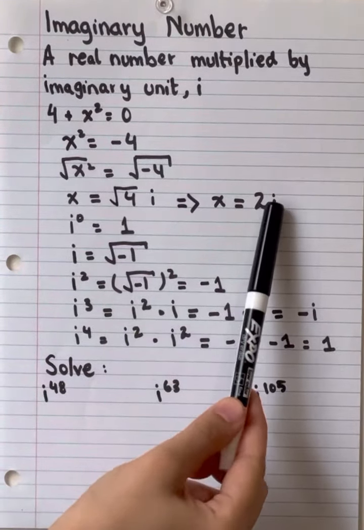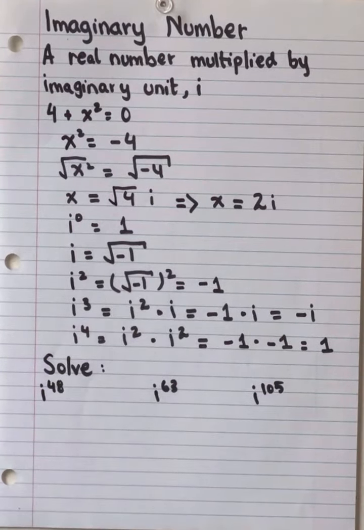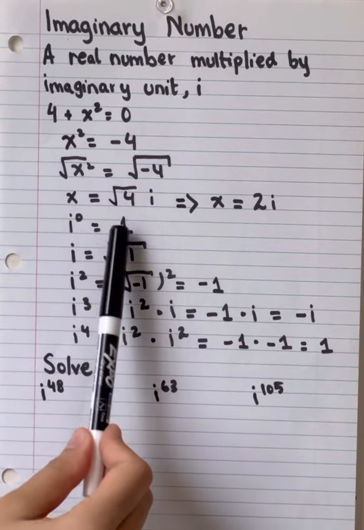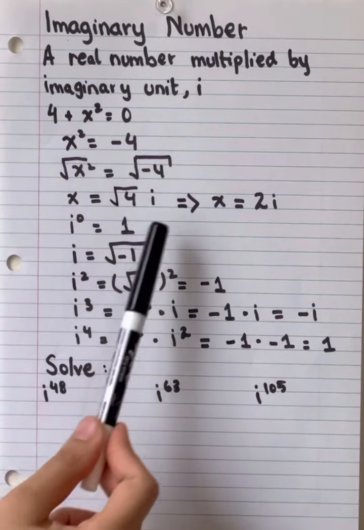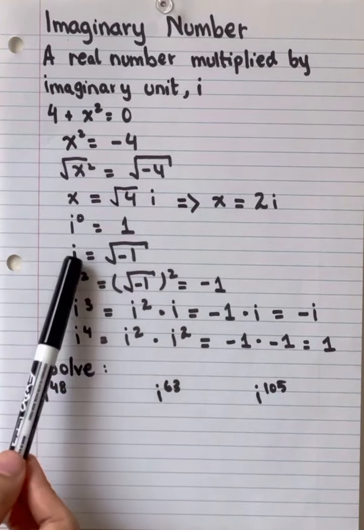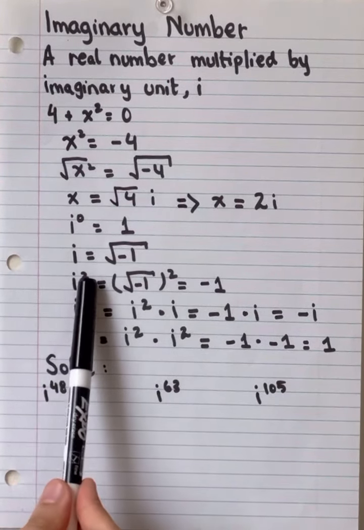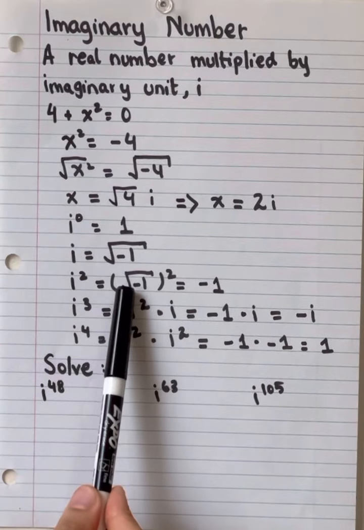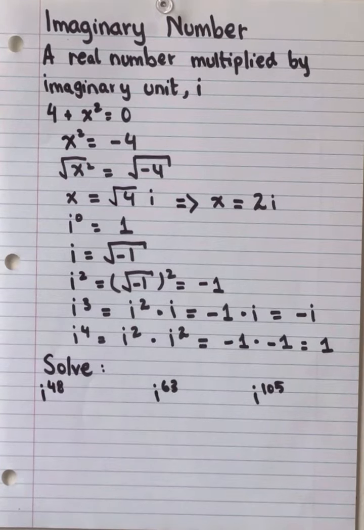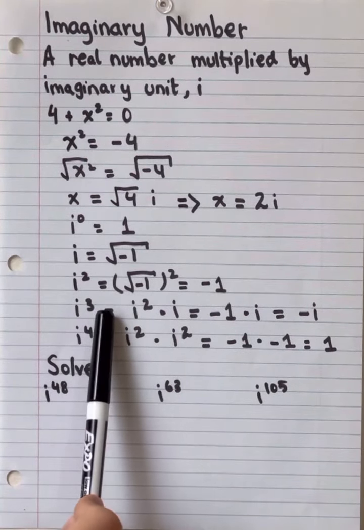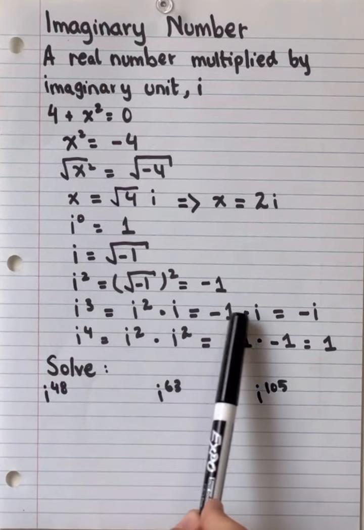So what does the i mean here? i is equal to the square root of -1. Anything to the power of 0 gives us 1, so i to the power of 0 is 1. And as we know from the previous example, i to the power of 1 is equal to the square root of -1. i to the power of 2 is equal to the square root of -1 times the square root of -1, which gives us -1. i to the power of 3 is equal to i to the power of 2 times i, which is equal to -1 times i.